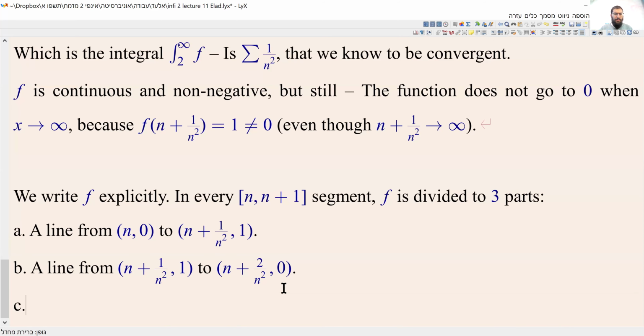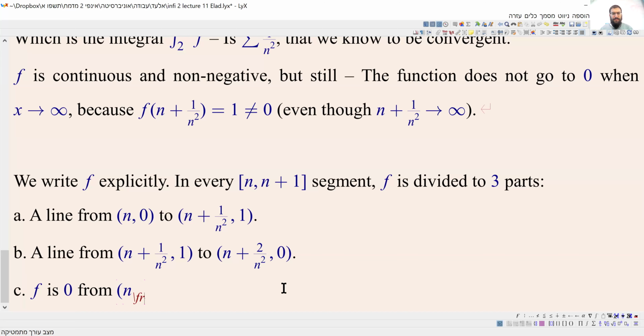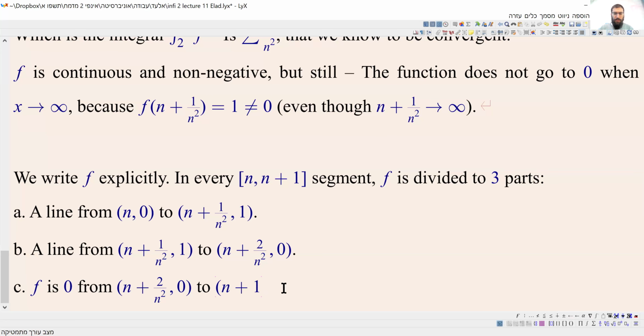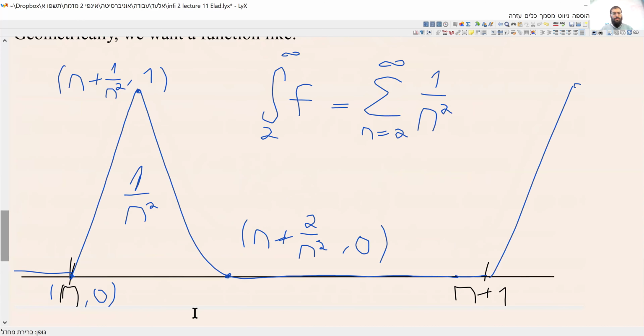And C is 0. F is 0 from the point n plus 2 above n squared and 0 to the next point n plus 1 and 0. Yet again, we look at the drawing, beautiful drawing. Straight line goes up, straight line goes down, and 0. And yet again in the next segment.